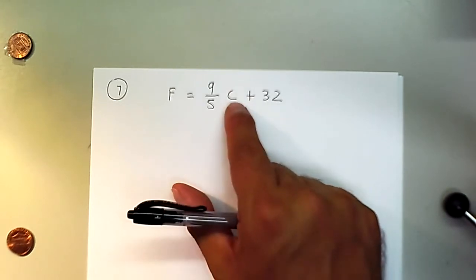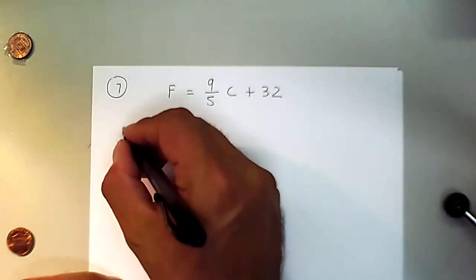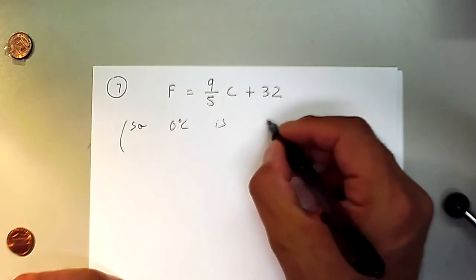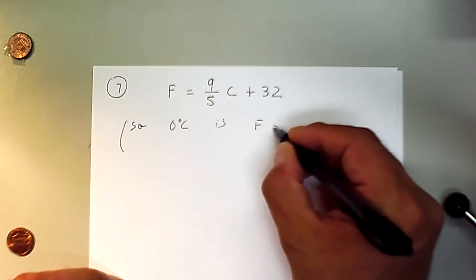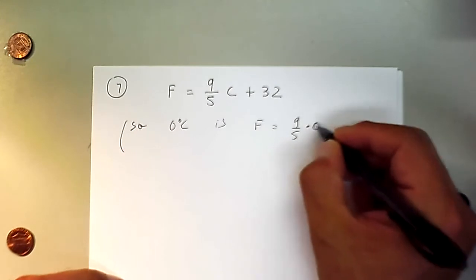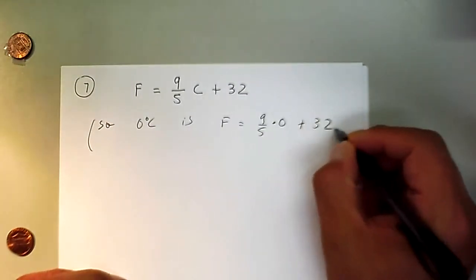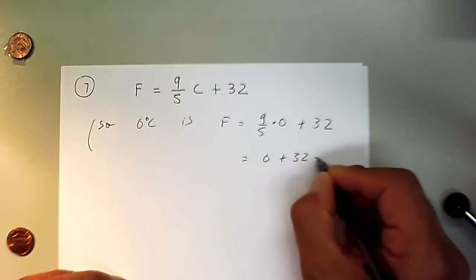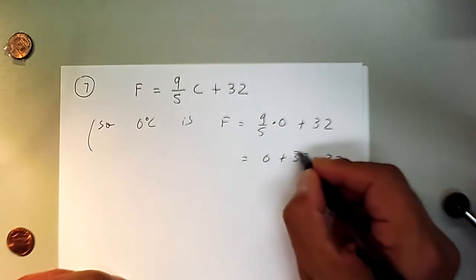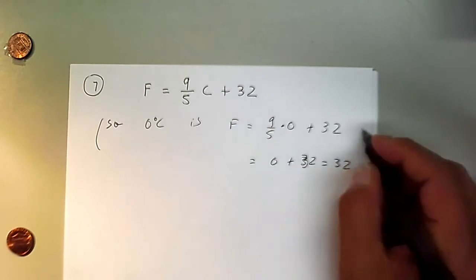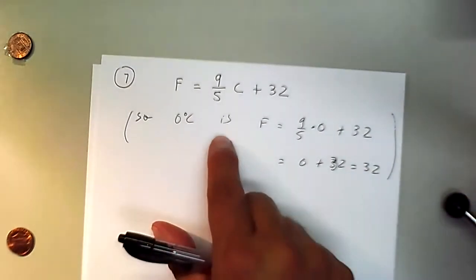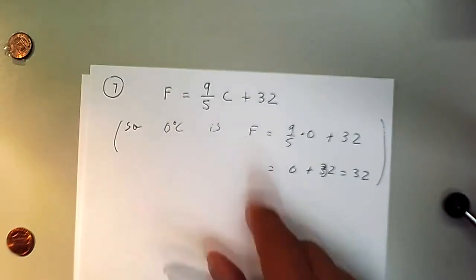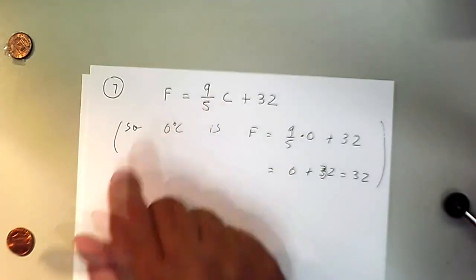So for instance, 0 degrees Celsius: F would have to be 9/5 times 0, I picked an easy one, plus 32, because multiplying by 0 is going to give us 0. And that's going to be 0 plus 32, which is 32. So with this formula, we know that 0 degrees Celsius is the same thing as 32 degrees Fahrenheit. It converts Celsius to Fahrenheit.